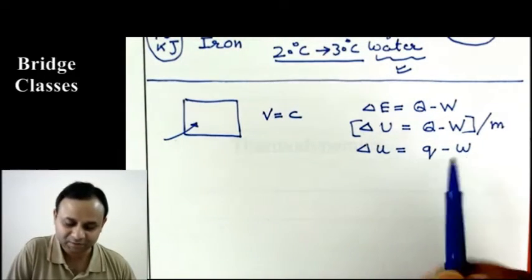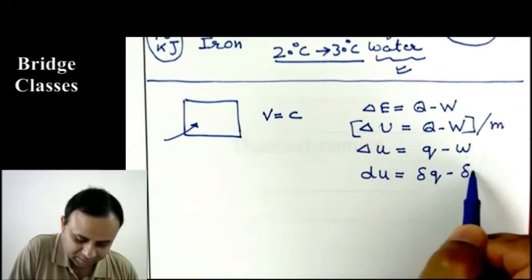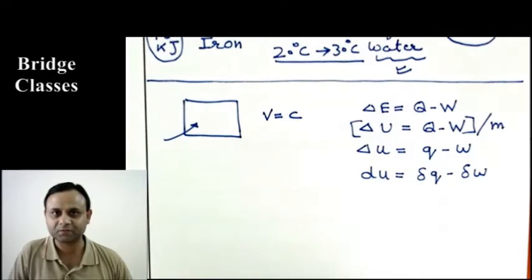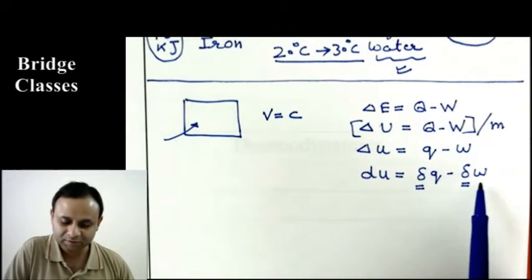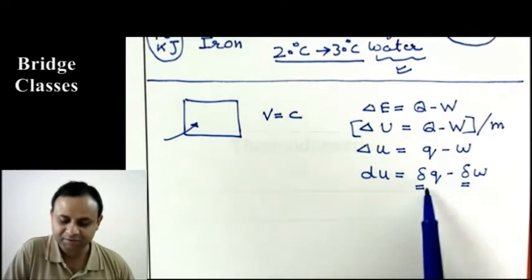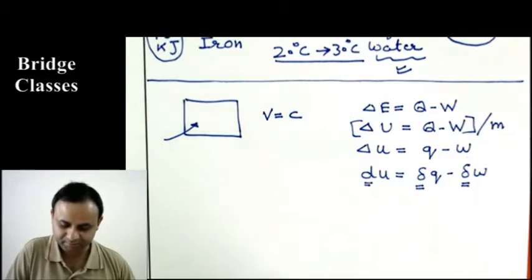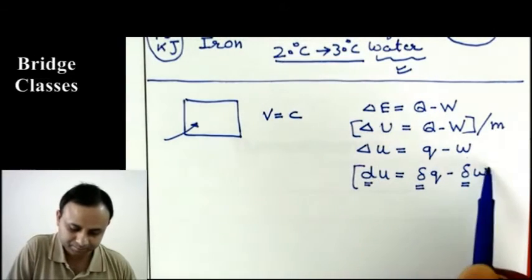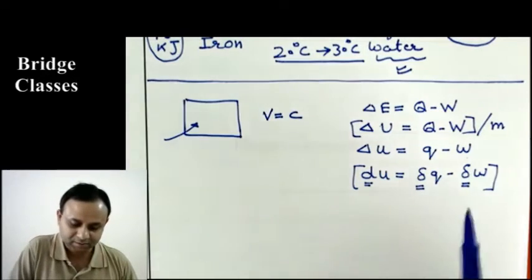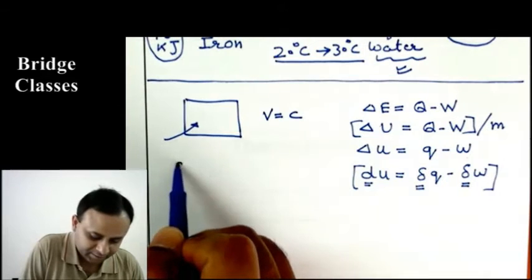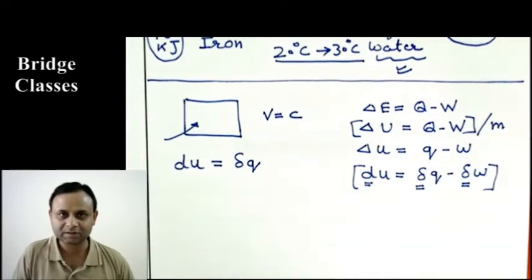We can also write this in differential form, which will be du equals delta q minus delta w. Okay, this is the differential form. And now we are writing delta for q and w because these are path functions. They are inexact differentials, whereas u is an exact differential, so we write d for that. Okay, so that is the first law. And if we apply this law for a constant volume heat addition process, this work term will be 0. So you will get du equals delta q, if it is a constant volume process.